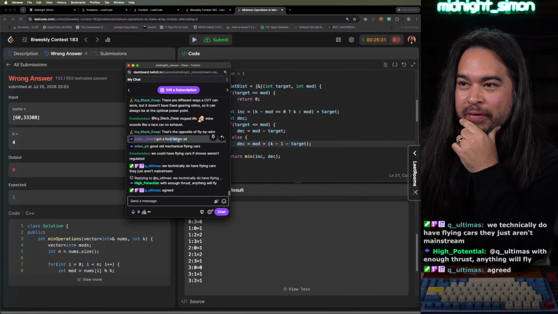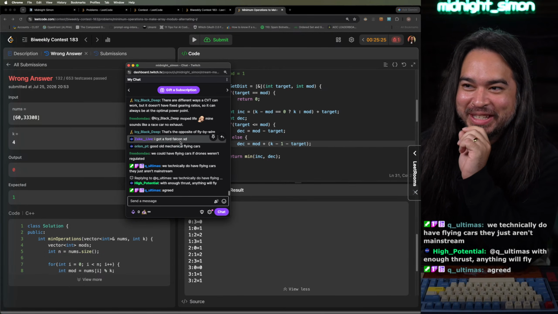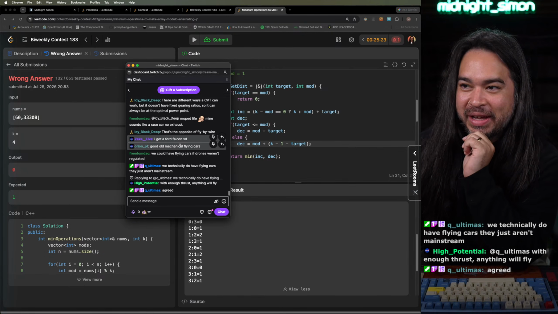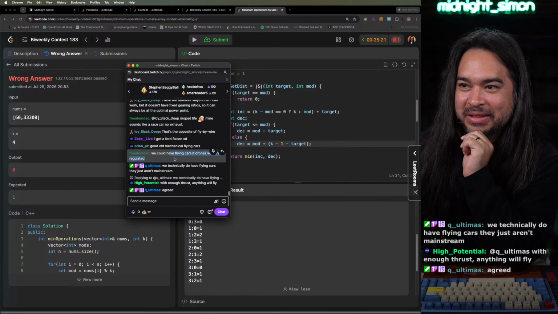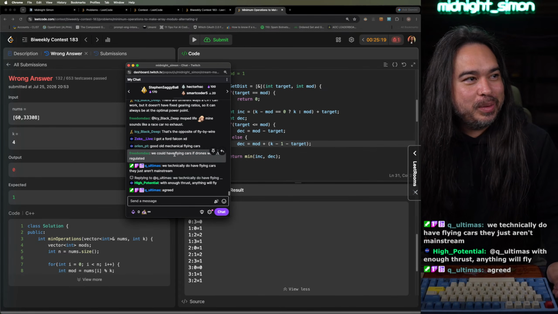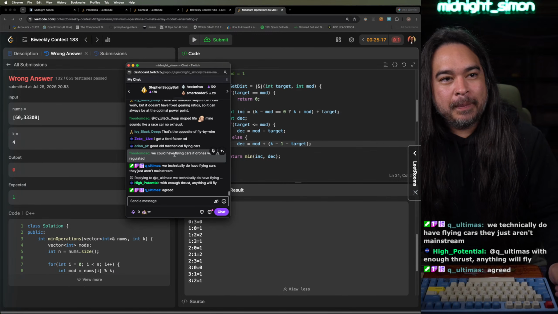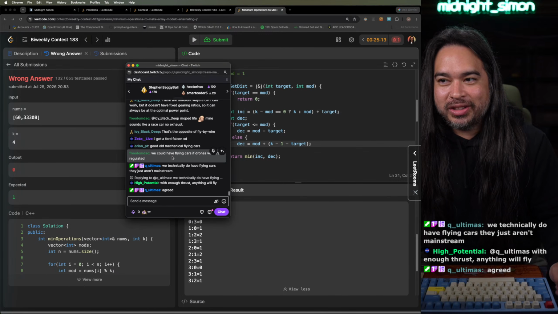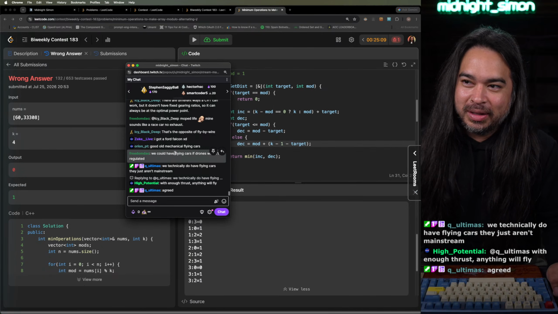I got a Ford Falcon. I don't even know what that is. Good old mechanical flying cars. Orion PT, what's happening? Could have had flying cars if drones weren't regulated. Yeah, I guess we kind of do have flying cars, man. They're called airplanes, right?